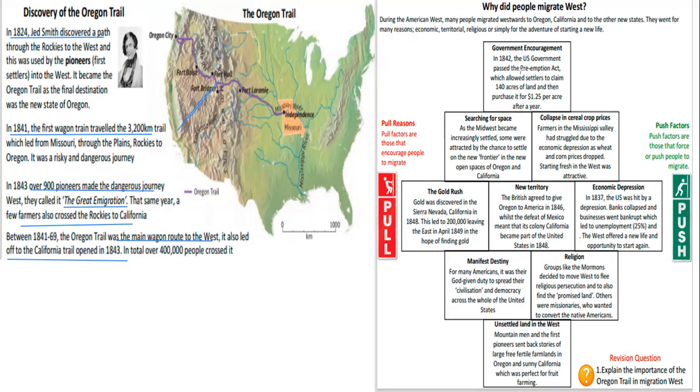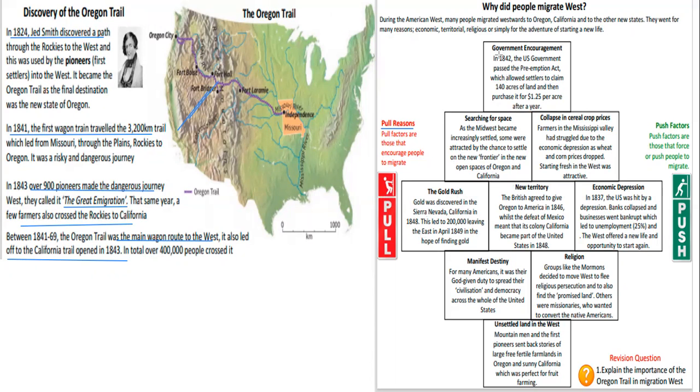Okay, so here you've got nine reasons, and we need to understand the pull reasons, so what's pulling people to the west, and the push. So what's pushing people away, making them go to the west?